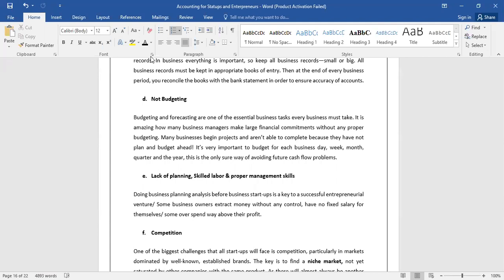But as I always say, it's important that you create a budget and you stick to a budget. It's a form of discipline. It helps you to spend well, and it also helps you avoid spending on things that aren't really important. We all know that budgeting is one of the essential tasks every business must take. It is quite amazing how many business managers or startup owners make large financial commitments without any proper budgeting.